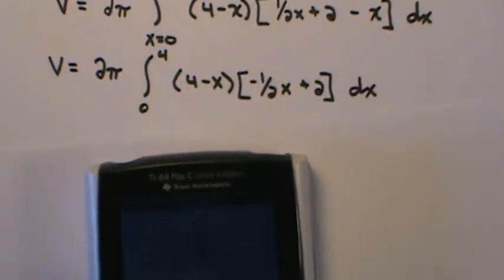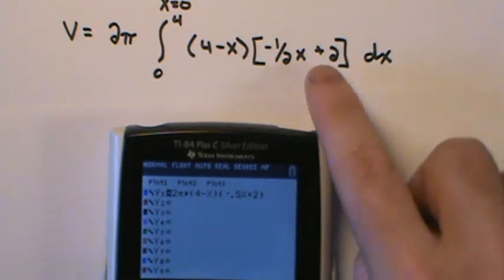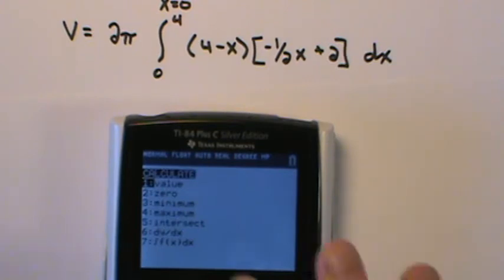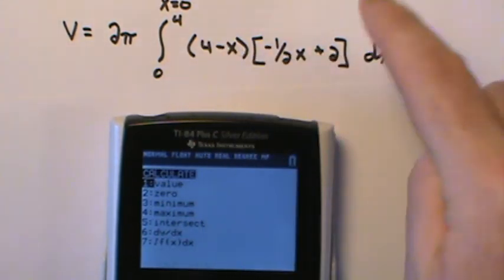Well, here's my calculator. I'm simply going to type what you see. So I go y equals, I got 2 pi, I'm going to say 4 minus x, and then this part becomes negative 0.5x plus 2. Okay, so I agree with everything I have in there. I go second calc. I'm doing everything on the calculator. These can be done by hand. I'm just showing the quicker way. I'm more interested in setting up the integral than anything else.